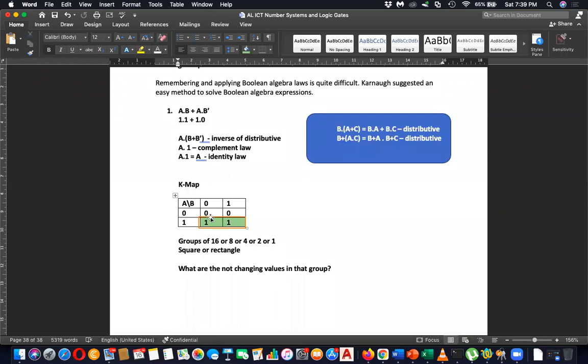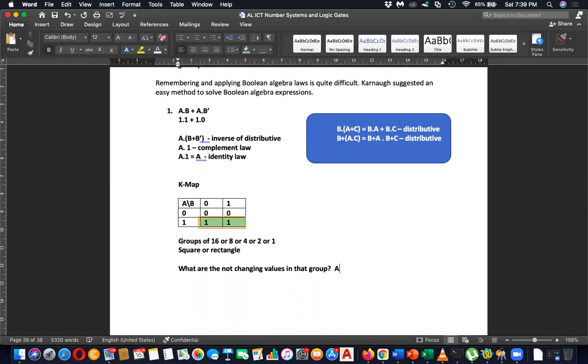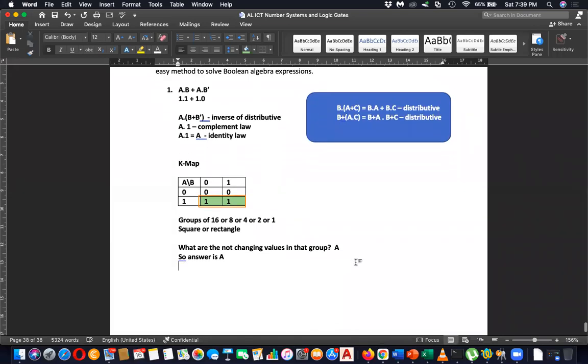A is not changing, B is changing. Why? Here A is 1, here also A is 1. But B, here B is 0, but here B is 1. So A is not changing, so the answer for this is A. This is how you get the answer without solving. You have to find the value that does not change, and the answer for this is A. Okay, kindly write this down, but I know this is not clear because this is the first one.